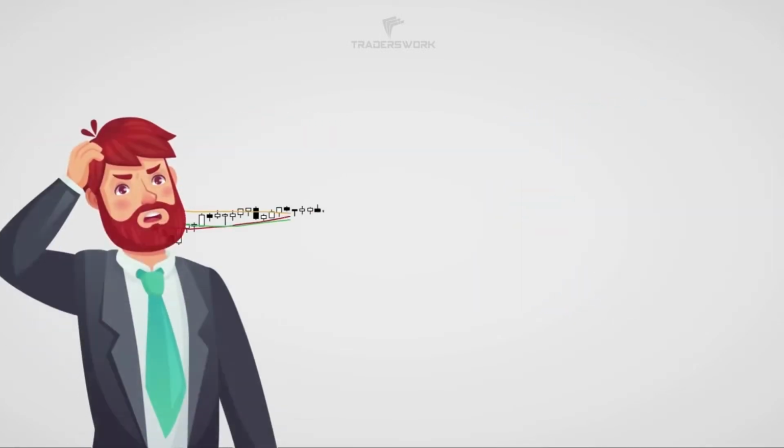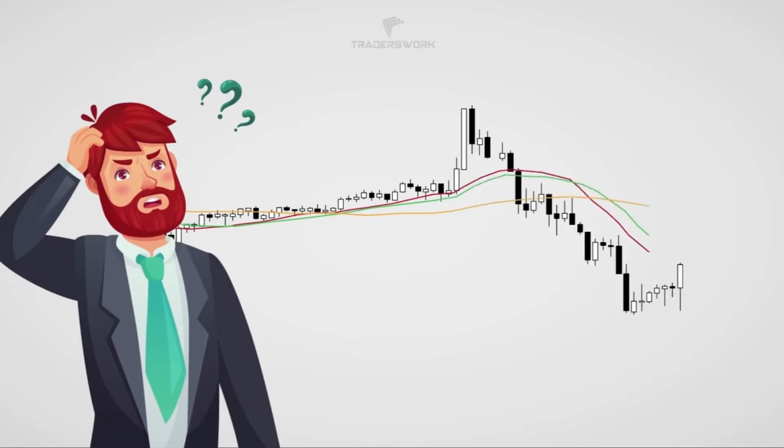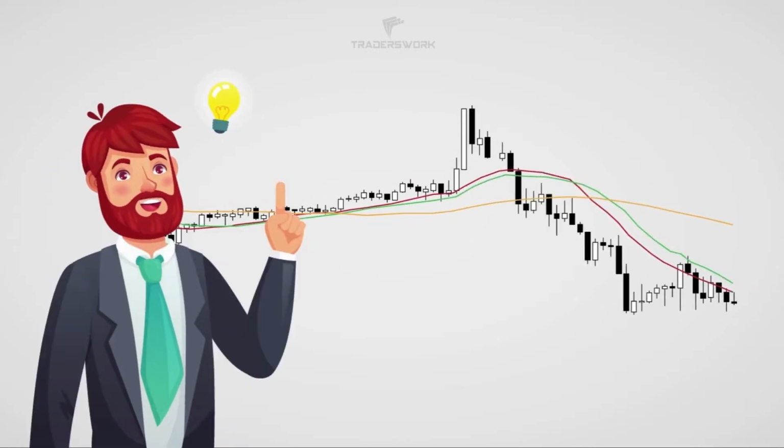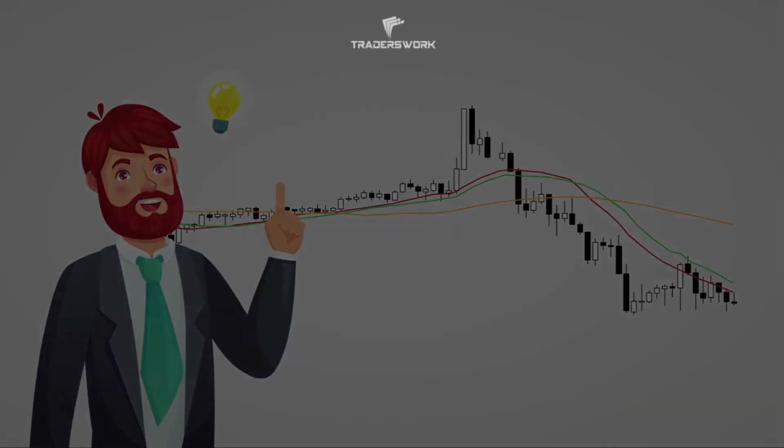It might seem complicated when you first start learning how to perform technical analysis, but after some practice and having identified which tools are right for your strategy, you'll be on your way in no time.